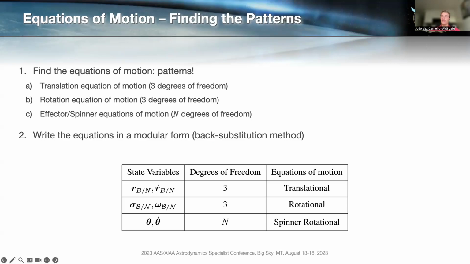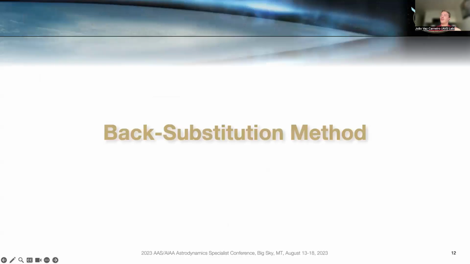So after you get the equations, you can massage the terms a little bit, and if we fit them into this modular form, we can actually get the equations of motion for, for example, instead of just one spacecraft with one link, it can have multiple links, or a chain of links and a couple CMGs or a couple of panels. And the method we use for this is called the back substitution method. And it really deserves its own explanation. So that's what I'm going to do now.